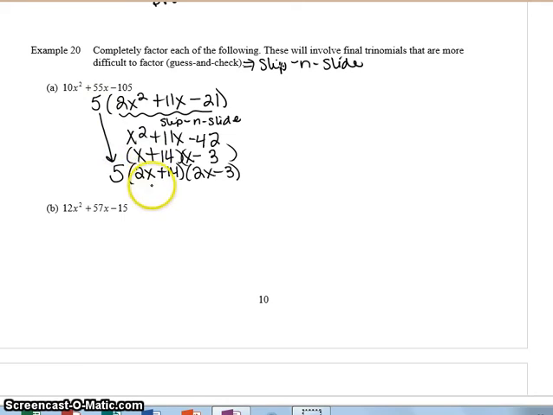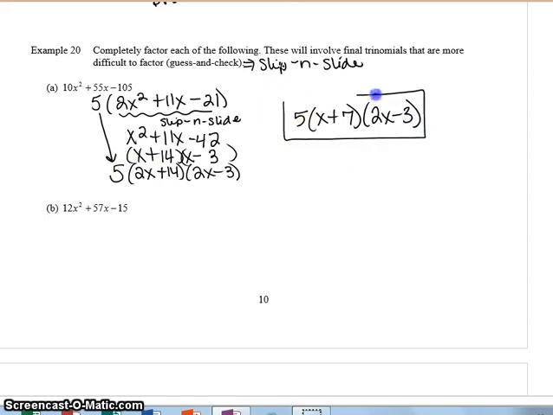Last step, I have to reduce the binomials. So keep the 5 outside in front. And in this binomial, I divide them both by 2. I'm left with x plus 7. And then nothing reduces in 2x minus 3. So there's my final answer.